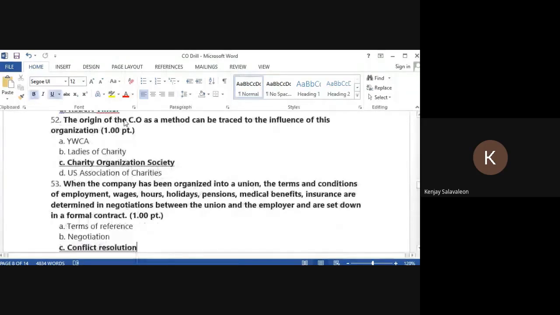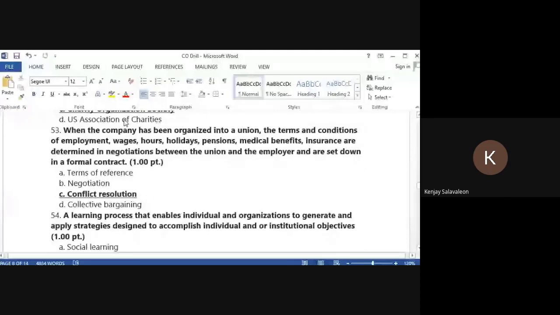53. When a company has been organized into a union, the terms and conditions of employment, wages, hours, holidays, pensions, medical benefits, insurance are determined in negotiation between the union and the employer and are set down in a formal contract. So what is the term being asked? The key answer is conflict resolution. The options are terms of reference, negotiation, collective bargaining purposes of the union.